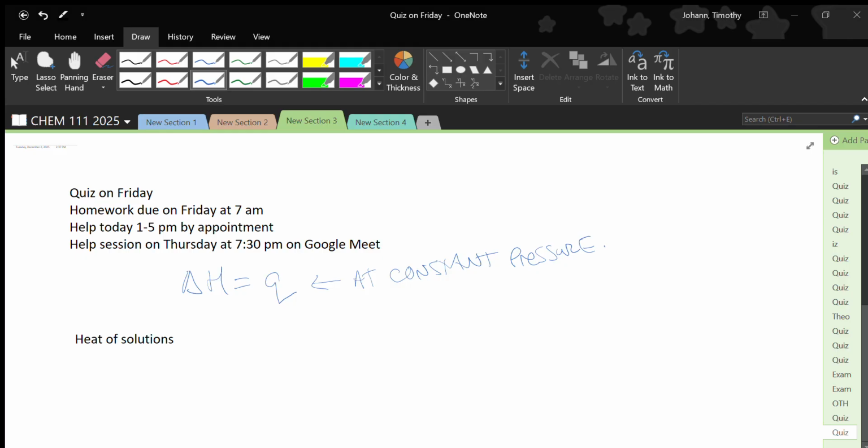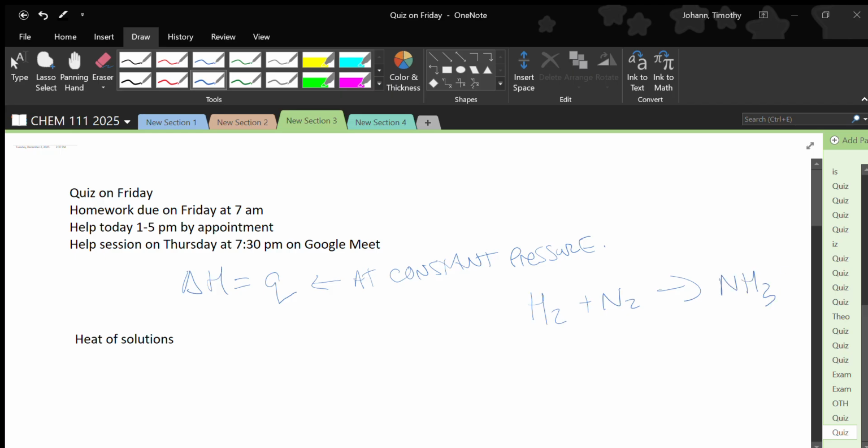Okay, the Haber process is a process that takes hydrogen gas and combines it with nitrogen, and it makes ammonia. Let's see, what do I have to do here? 3, 2, not 2. Did I balance it correctly? There we go. Okay.